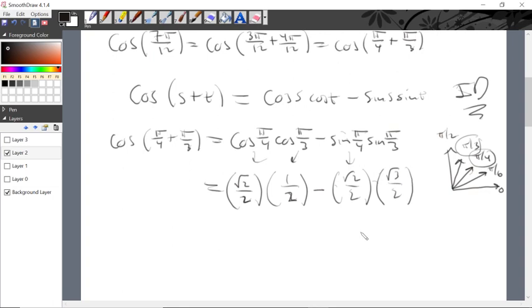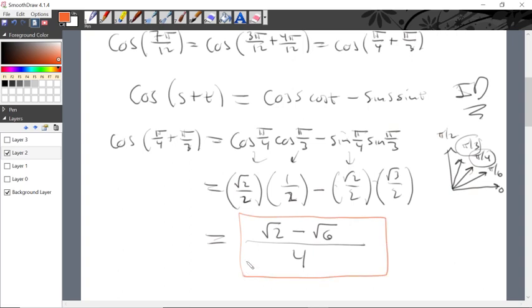Now we can do a little order of operations here. Multiply our fractions and combine. When we subtract, they will have a common denominator of 4. The numerator of the first one is square root of 2, and the numerator of the second one is going to be the square root of 6. And then that's it. We're done.